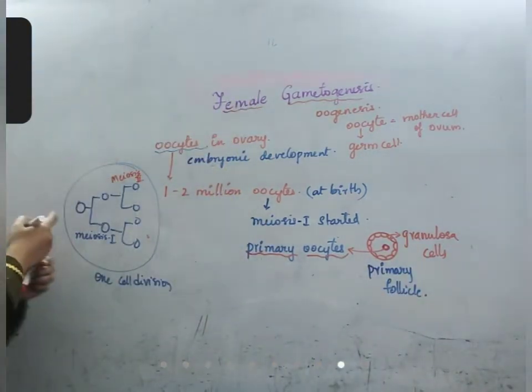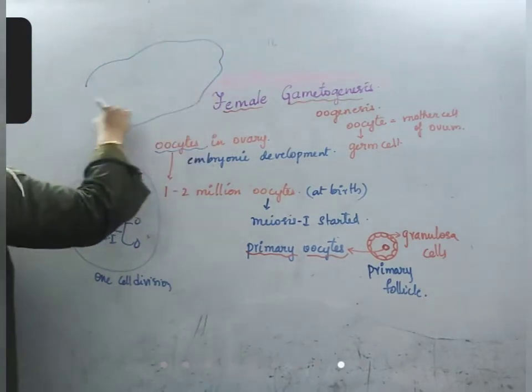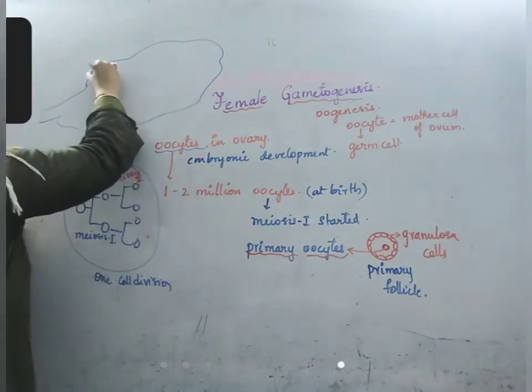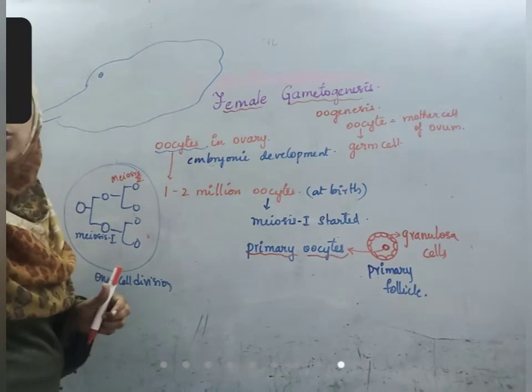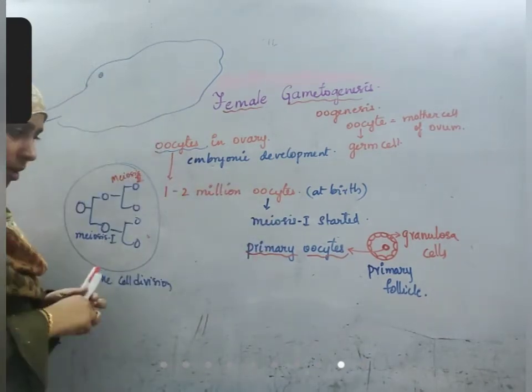So inside the ovary it looks like this. This is the ovary, and inside the ovary this is attached. It looks like a small structure, and inside there is a dot. It looks like this.